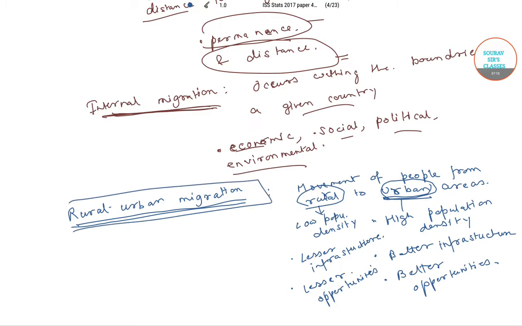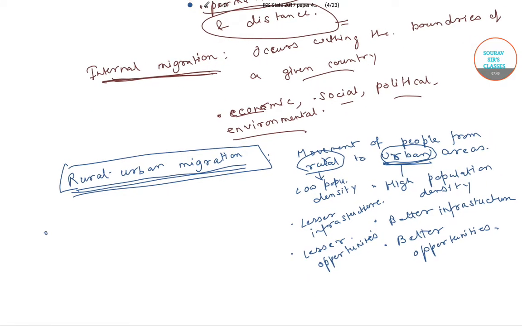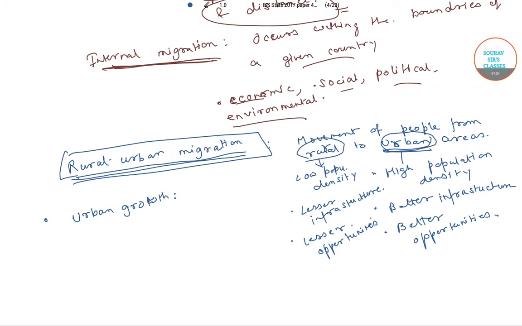So this rural urban migration has been one of the classic patterns that occurs in human migration. That is, the people move from rural areas to urban areas, and because of this movement two things happen. Number one is urban growth, that is, the towns and cities expand, and they cover a greater area of land.